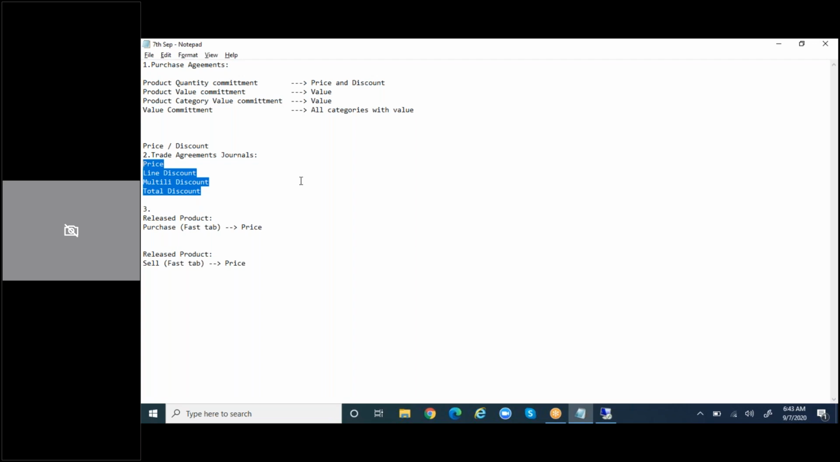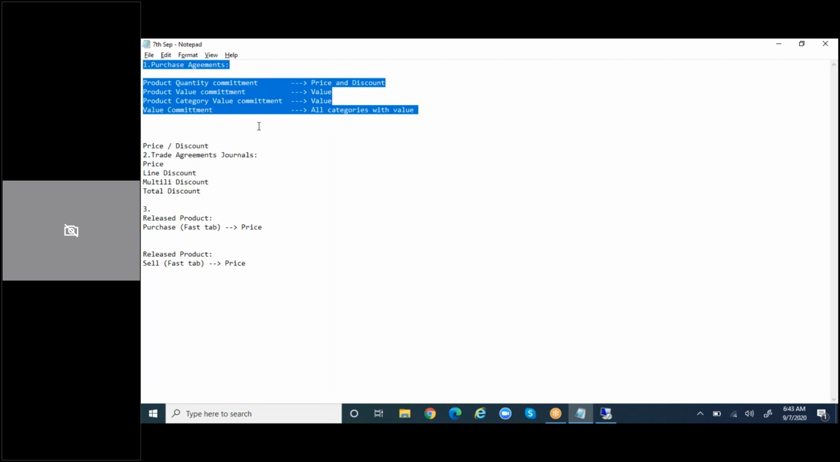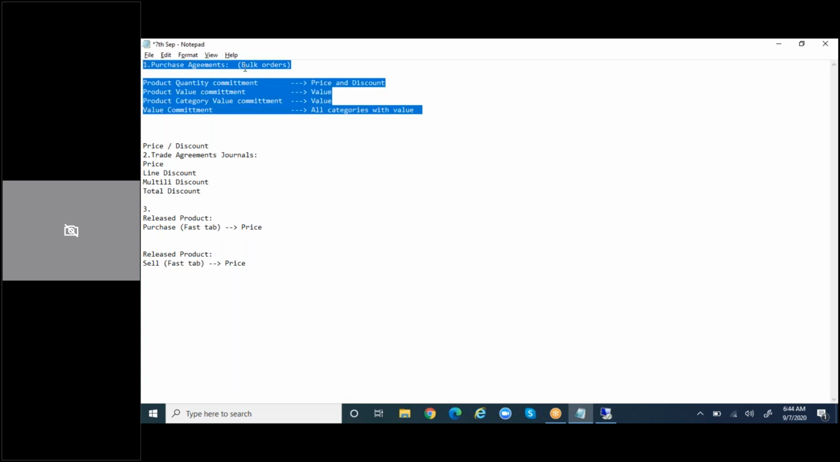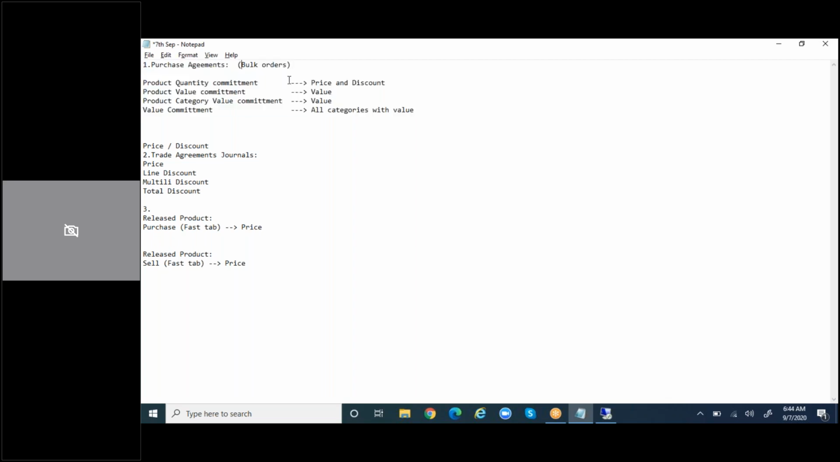Actually, these trade agreements are available from the oldest versions, from 3.0, 4.0, 5.0, 6.0. All versions have it. Whereas purchase agreements are commitment agreements, these are bulk orders. If you look at this one, this is bulk orders. You are planning to purchase a huge amount of items in different lots, then you will discuss with different people. Am I right?